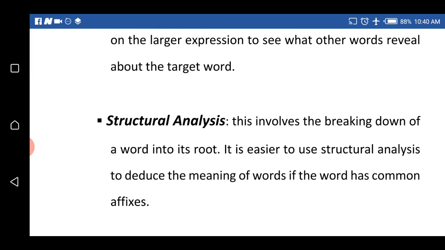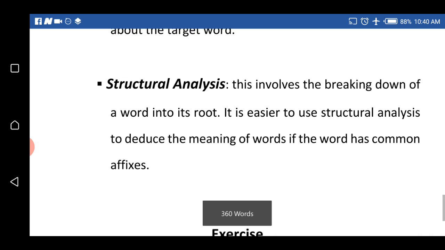Another is the structural analysis. Structural analysis. This involves the breaking down of a word into its roots. It is easier to use structural analysis to deduce the meaning of words if the word has common affixes.